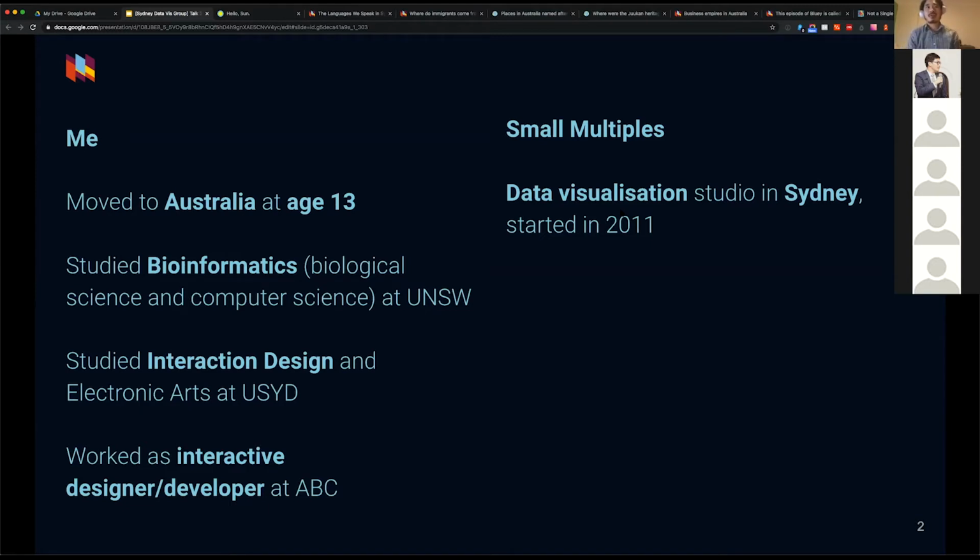They have a great program called design computing. If you are looking at furthering your studies, I encourage you to check it out. And then after that, I worked as an interactive designer / developer at the ABC and various other similar roles in smaller agencies and corporate environments. And then in 2011, that's 9 years ago, I started Small Multiples with my partner. It's just a two-person data visualization studio. Slowly, after 9 years, we've grown to about a team of 10.